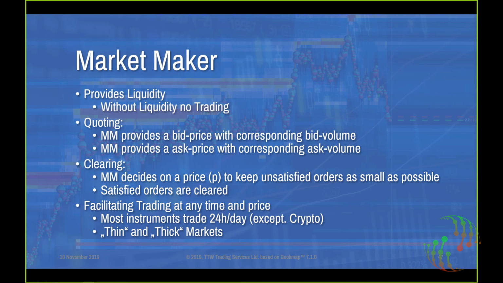Clearing means that once buyers and sellers have submitted orders that specify a price and a volume, the market maker decides on a price that makes the number of unsatisfied orders as small as possible. Satisfied orders are cleared. That means clearing. That's what the electronic part of the CME is doing. They are matching the orders FIFO, at least for the CME futures.